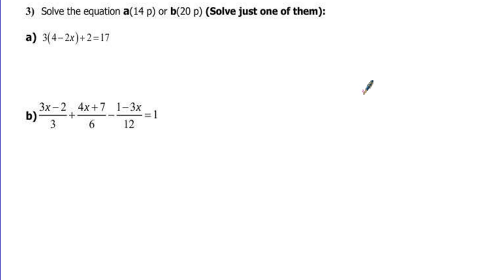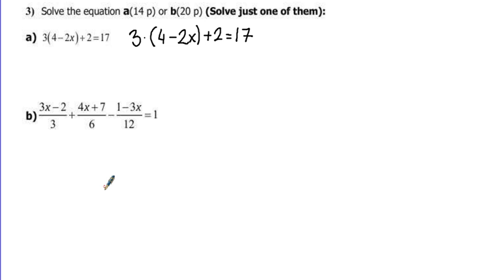Question number 3. Solve the equations. We have two equations, two linear equations. Let's start from the first one. 3 times, there is a multiplication. If we have a number in front of a parenthesis, it's a multiplication. 3 times (4 minus 2x) plus 2 is equal to 17.